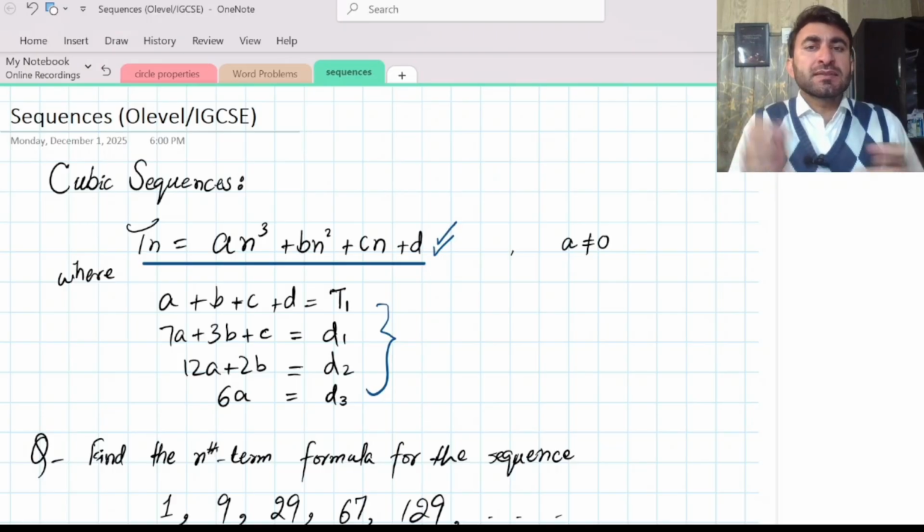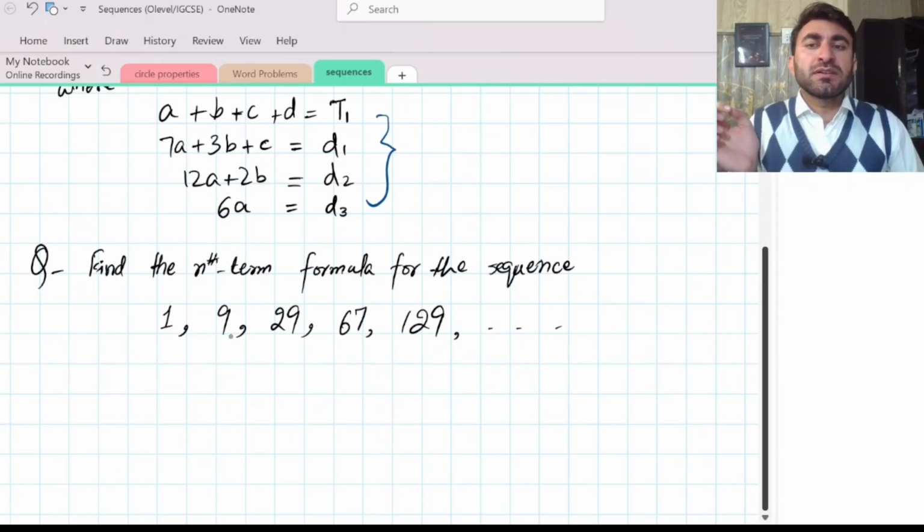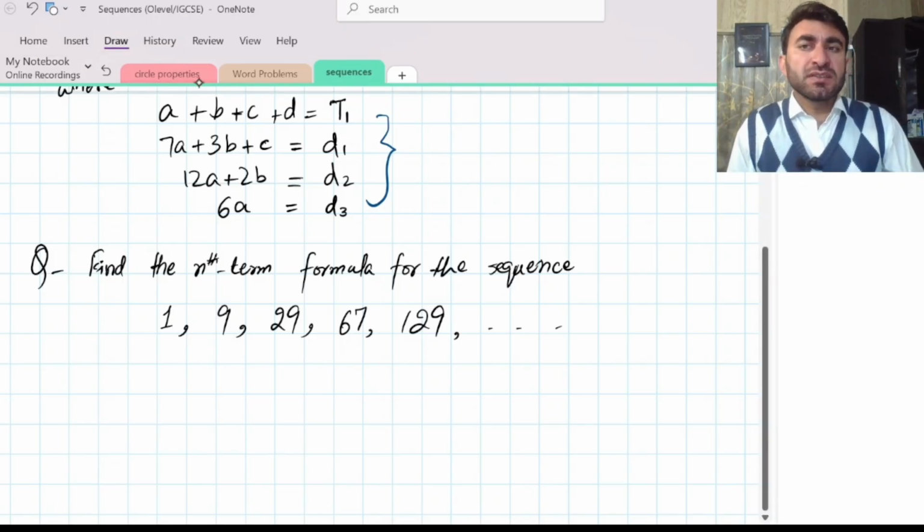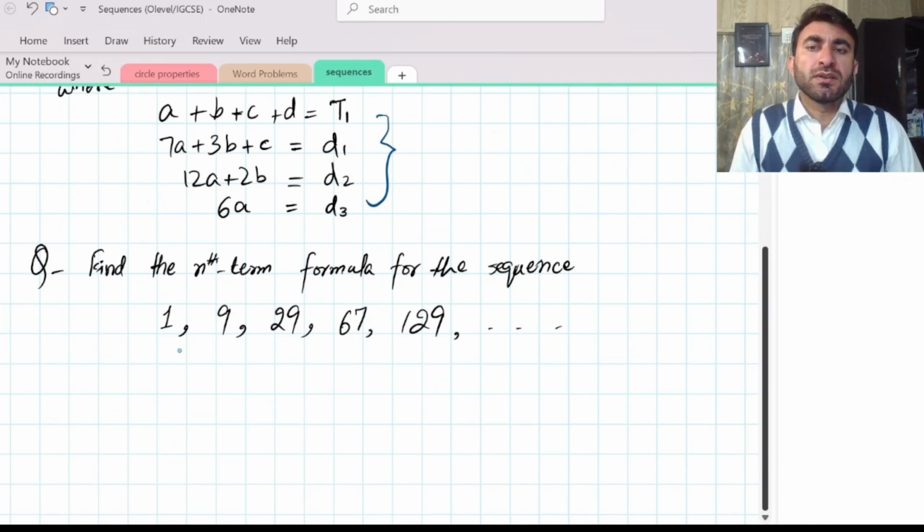So let us discuss the same example we discussed in the previous video. It is a sequence with the terms 1, 9, 29, 67, 129 and so on. First, let us verify whether it is a cubic sequence or not. Let us find the difference sequence. The first difference sequence is 9 minus 1, it is 8. 29 minus 9, it is 20. 67 minus 29, it is 38. 129 minus 67, it is 62.